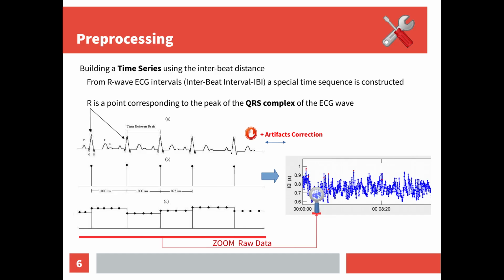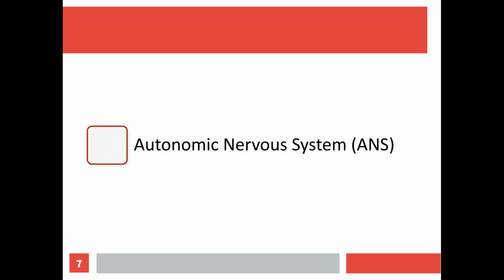Constructing a time series from interbeat intervals involves using R-wave electrocardiogram intervals. The R-wave is the peak of the QRS complex in an electrocardiogram wave. Artifacts in raw data are corrected to ensure accuracy in the time sequence, crucial for analyzing heart rate variability and autonomic nervous system function. The autonomic nervous system, ANS, regulates involuntary physiological functions, including heart rate, digestion, and respiratory rate.